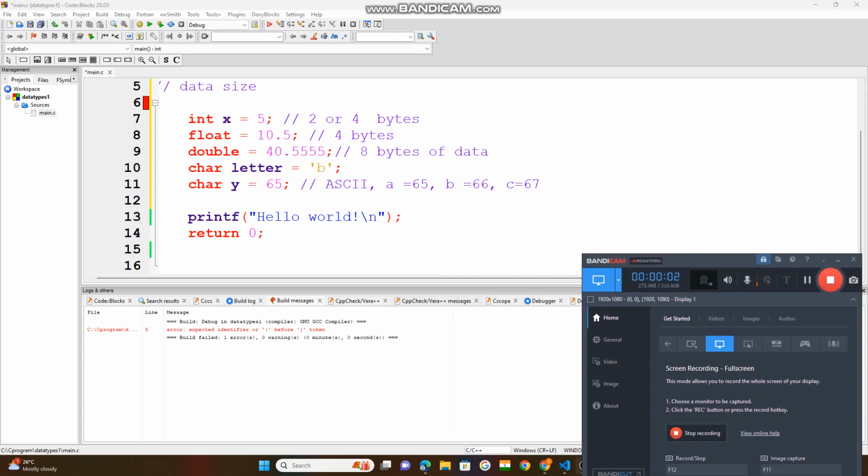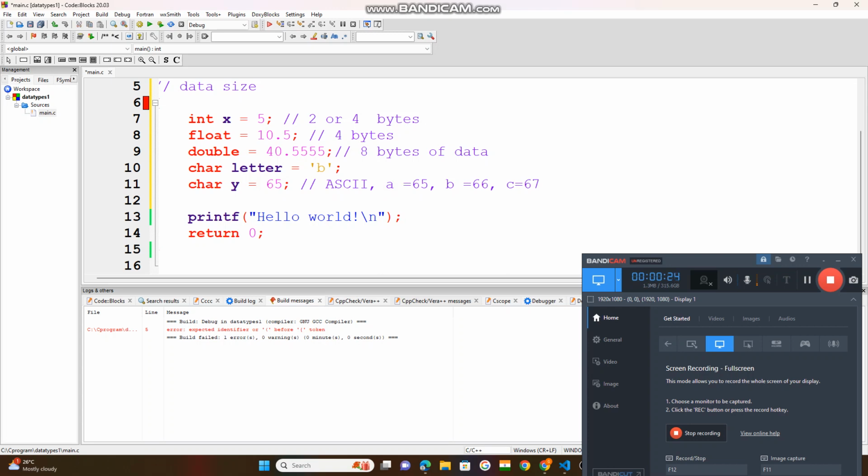I have assigned an ASCII value for this character. 65 represents it. Whenever you want to get the output stored in this variable, 65 will not be printed; you will get A. Okay, let us see.